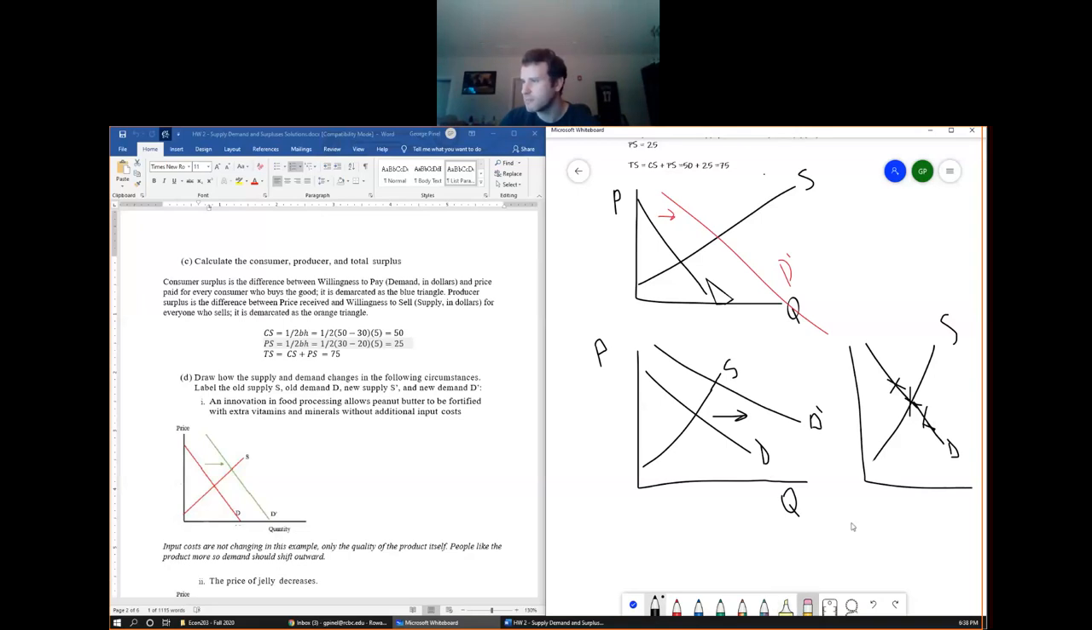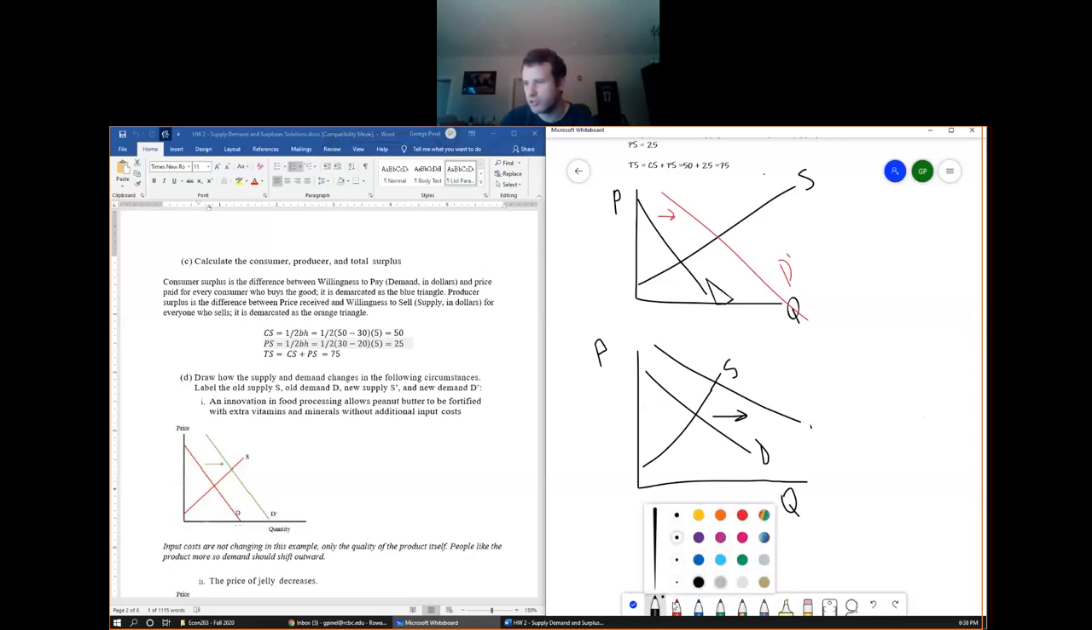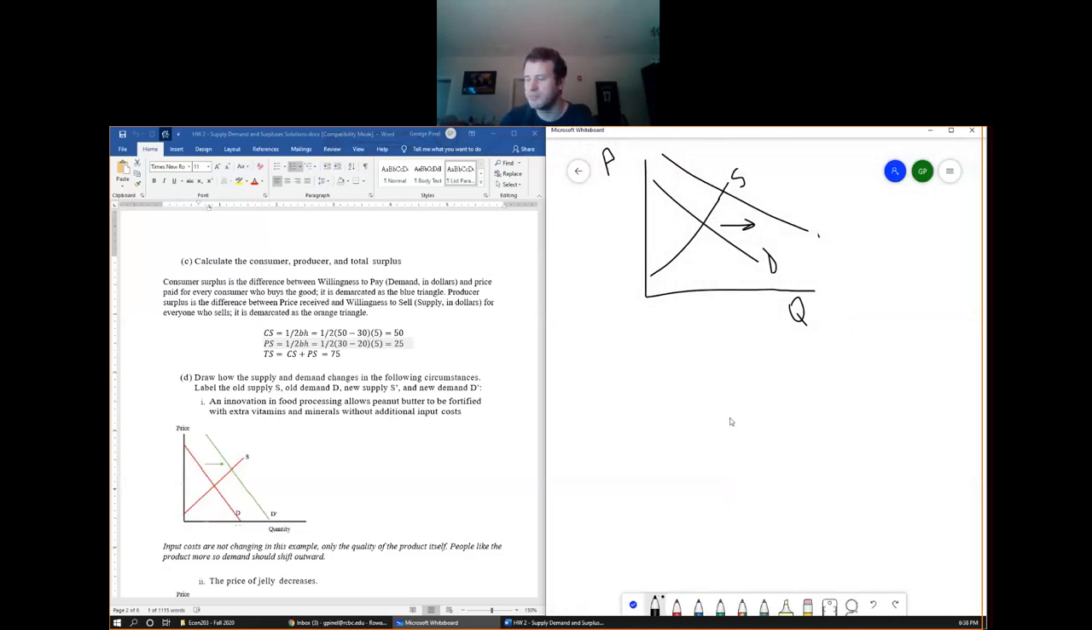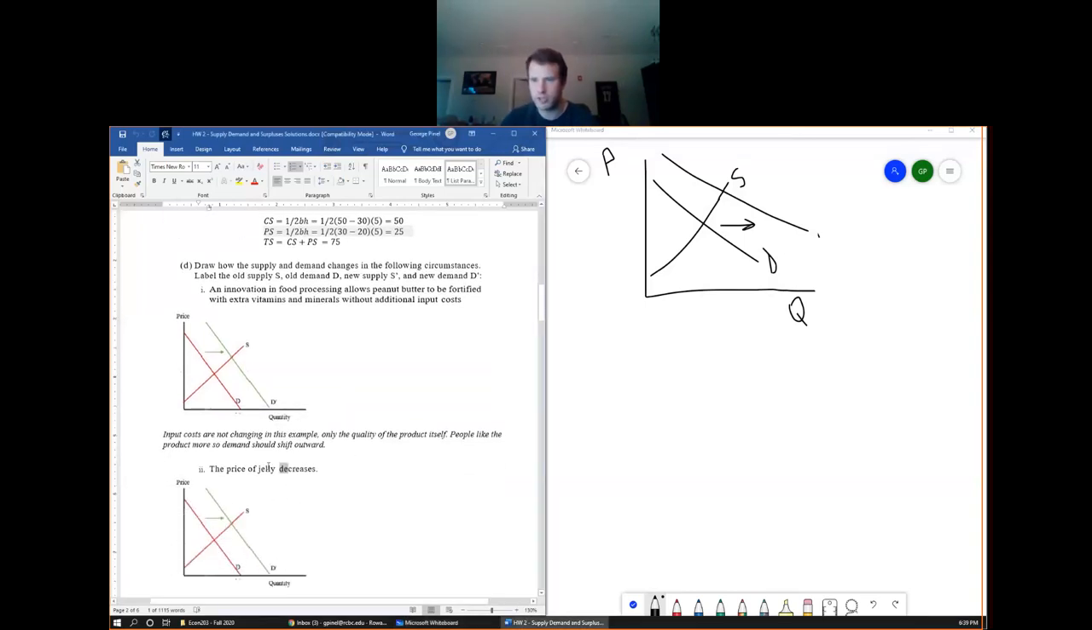Okay. But that's not on the homework, so don't worry about that. Just a kind of a comprehension question. Just know that there's a difference between a supply shift and a movement along, or a demand shift and a movement along the demand curve. So this is jelly, so there's a demand shift for peanut butter because it's a complement good. But if I was looking at the price of peanut butter and how that affects demand of peanut butter, that would be a movement along the same demand curve.